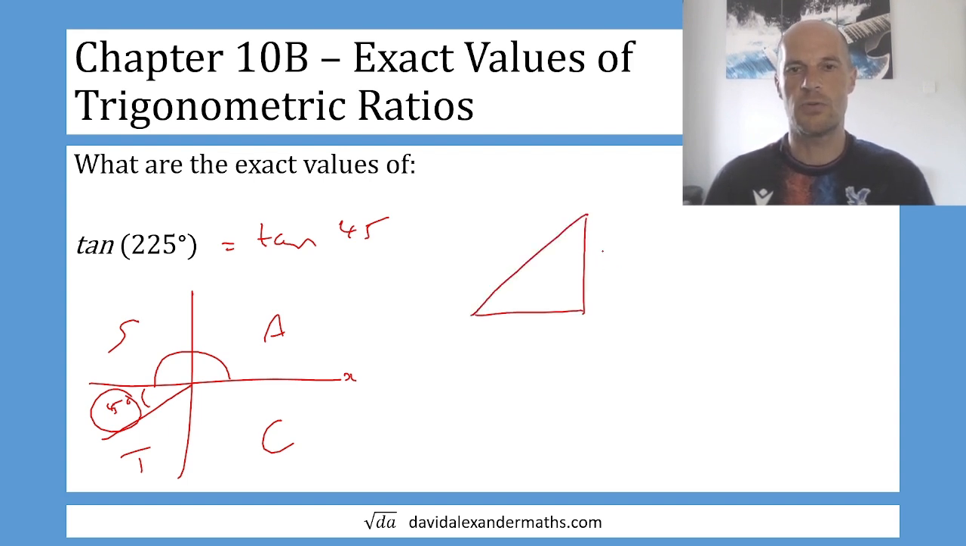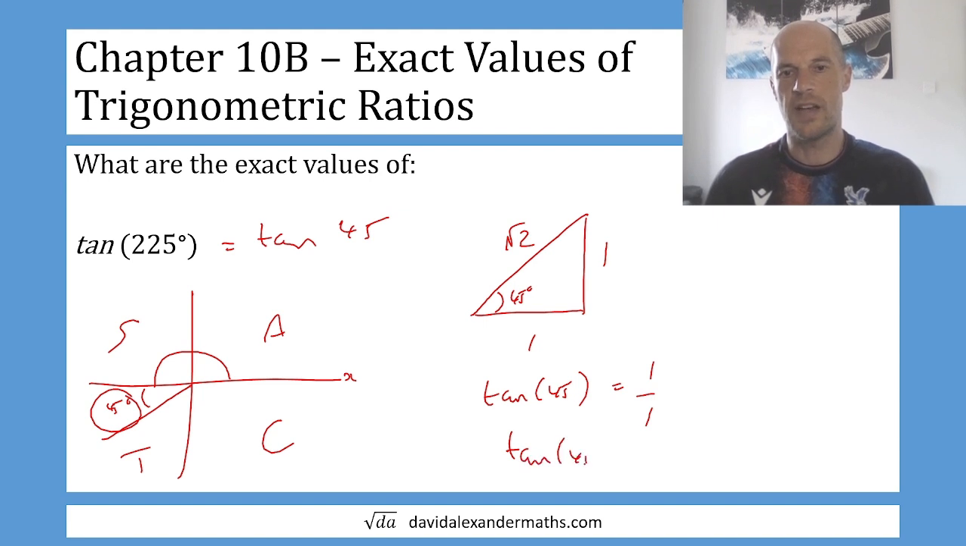So the right-angled isosceles triangle, 1, 1, root 2. So this is 45 degrees. So it's the opposite over the adjacent. So the tan of 45 equals 1 over 1. So the tan of 45 is 1.